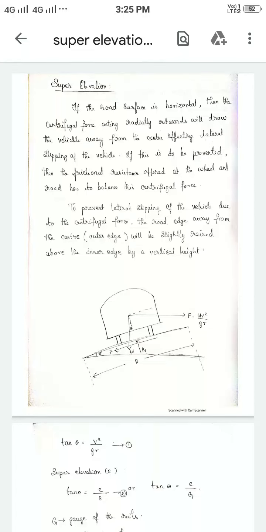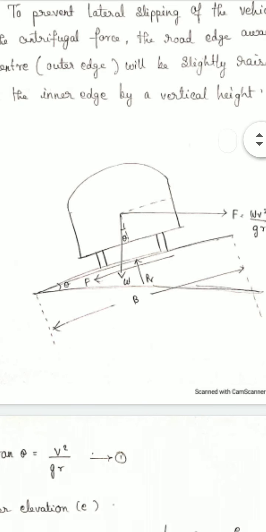Guys, in this topic we'll see what super elevation is and the problems related to super elevation. First of all, we have to know what super elevation is. Whenever a car is in circular motion on a surface, if it is continuously rotating in a circular motion, there is a chance of the car going out of the road because of the centrifugal force which is pulling the car away.